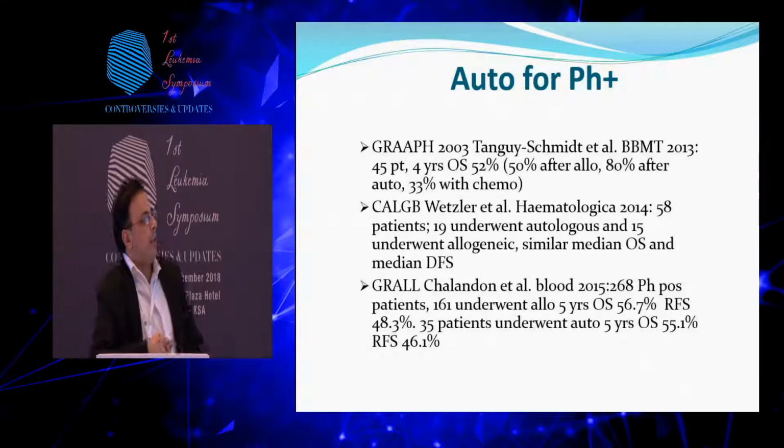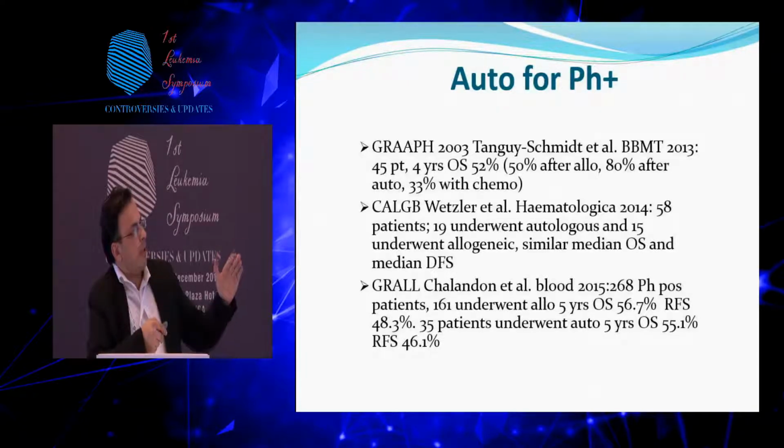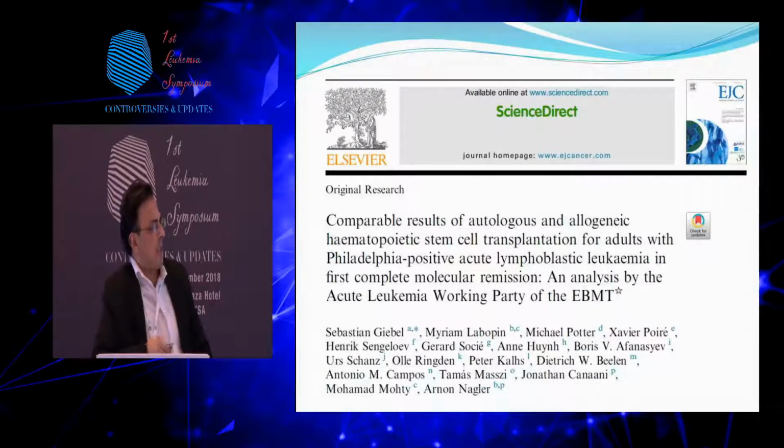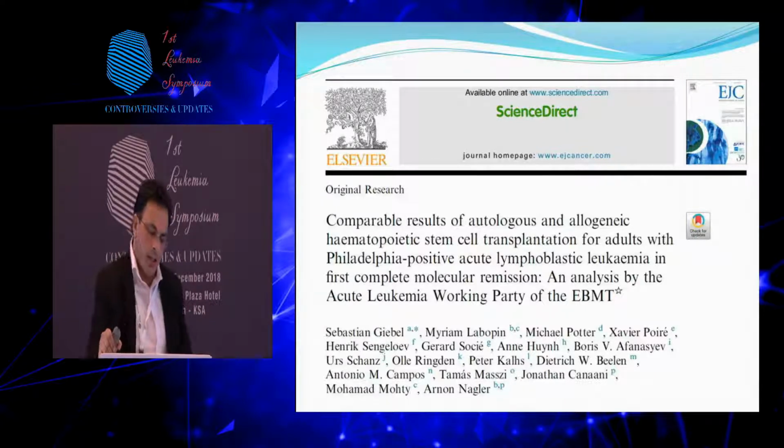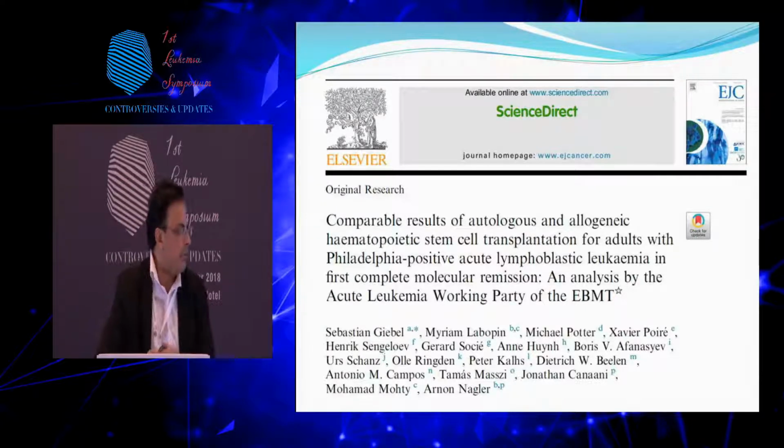And then the Europeans did a lot of investigation about autologous transplant in Philadelphia positive ALL, and these trials, though the numbers are limited, showed that auto transplant might be equivalent to allo transplant, especially if you achieve deep remission. And most recently, this is the largest trial about autologous transplant in Philadelphia positive. This was published in December 2018. So this is an EBMT database analysis.